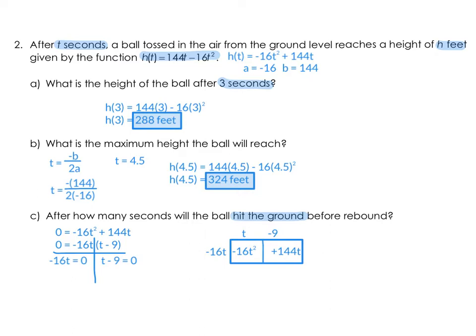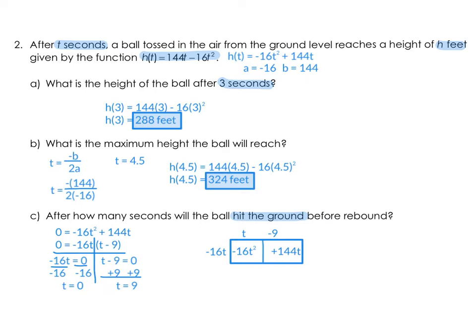For the factor on the left, I'm going to divide both sides by negative 16 to get t by itself. So 0 divided by negative 16 is just 0, so the t value is 0. On the right side I have t minus 9 equals 0, so add 9 to both sides. Then I have my two answers here, t equals 0 and t equals 9.